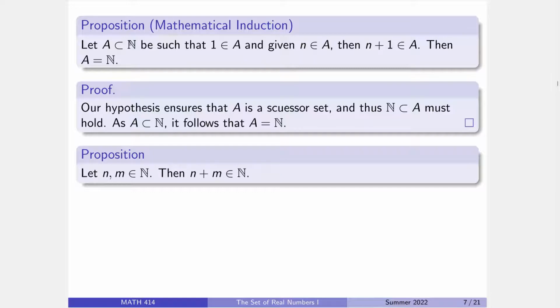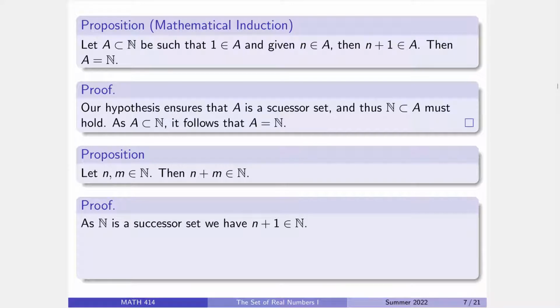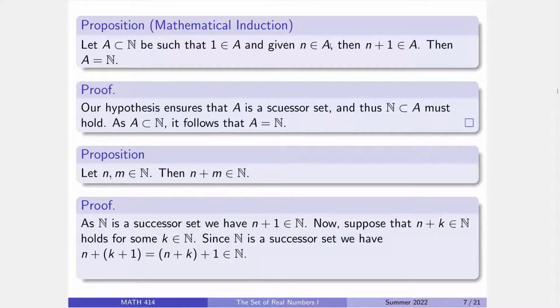And now, equipped with mathematical induction, you can start proving all sorts of fun properties of natural numbers. So, for example, the sum of two natural numbers remains natural. Okay. Since N is a successor set, that means n plus 1 is a natural number. Now, by mathematical induction, we've taken care of the first case, so now let's suppose that n plus k is a natural number for some k. Well, since N is a successor set, adding 1 to that keeps us in the set of natural numbers.